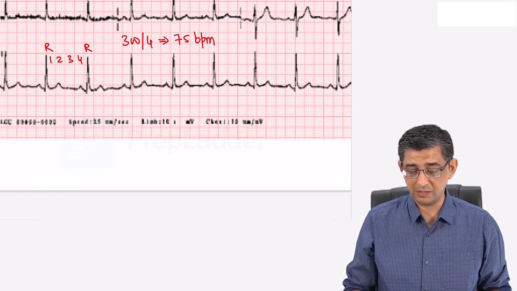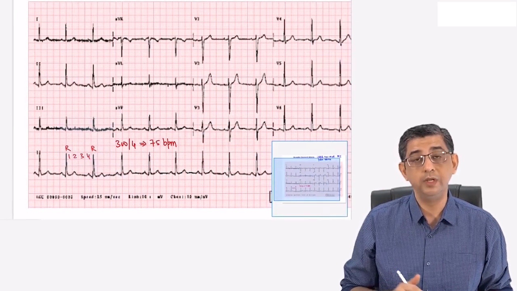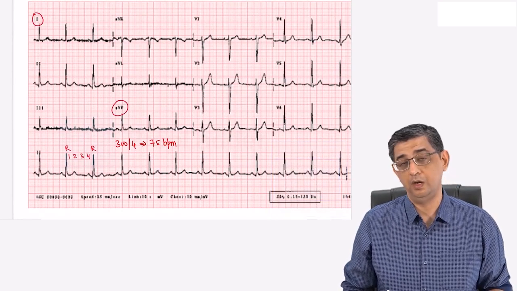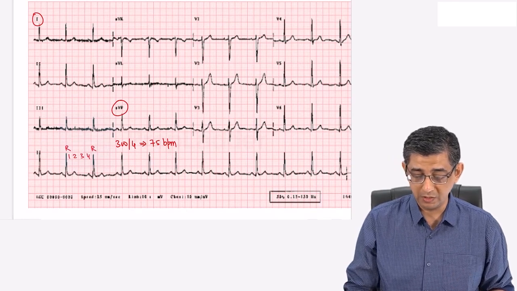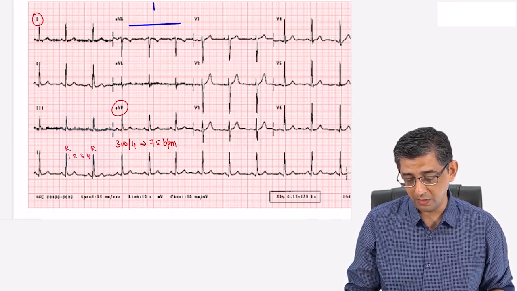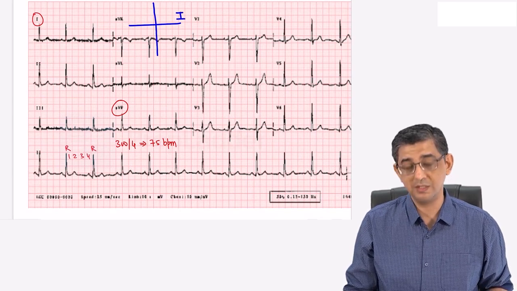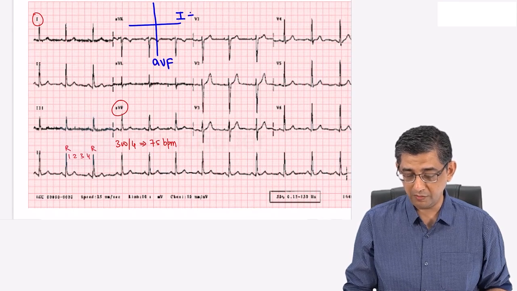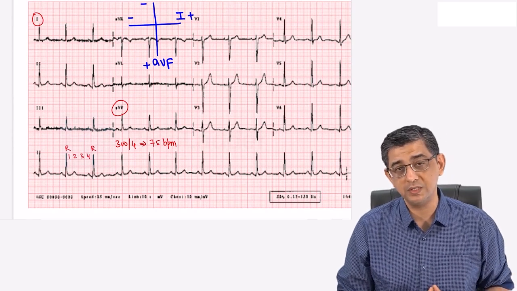For calculating the axis, what you need to do is look at the two leads, lead number 1 and lead number aVF. Now in the exam, you're not going to have this luxury, but here I'm just going to draw a graph like this. On the x-axis, I have plotted lead 1. On the y-axis, I plotted aVF. And now we're ready to do something that we do in class 10th, that is vectorial analysis.